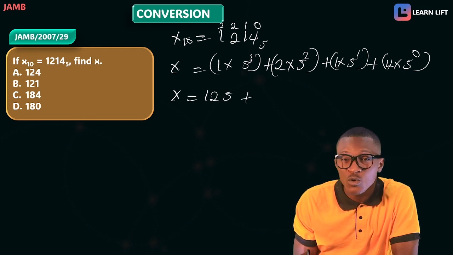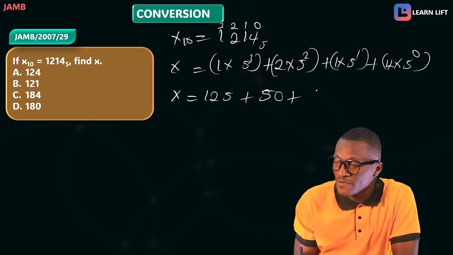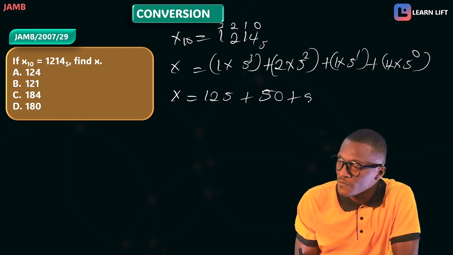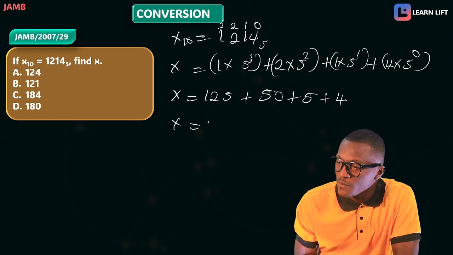plus 5 squared. What's 5 squared? 25 times 2. That's 50 plus 5 raised to power 1. That's 5. 5 raised to power 1 is 5. 1 times 5. That's 5 plus 5 raised to power 0 is 1. 1 times 4. That's 4. That becomes x becomes 125. That becomes 175, 180. That will give me 184.